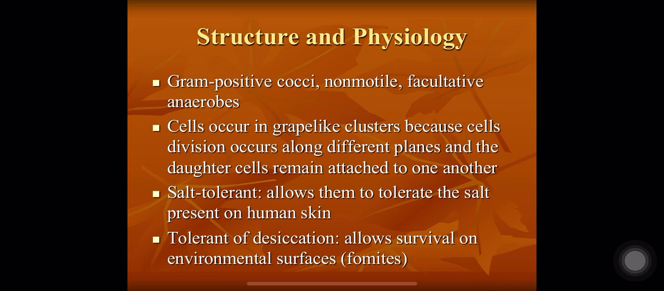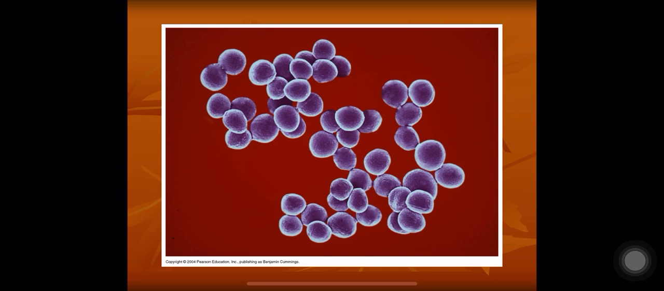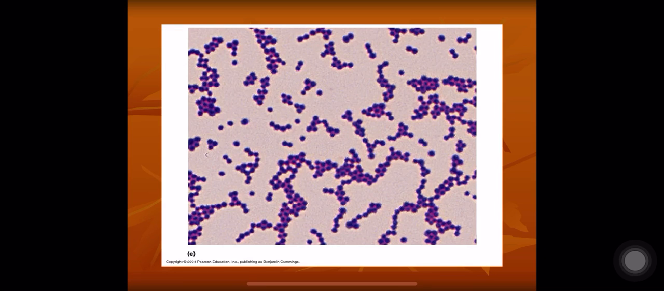They are gram-positive cocci, non-motile, facultative anaerobes. Cells occur in grape-like clusters because cell division takes place in three dimensions and daughter cells remain together. Staphylococci are salt-tolerant. They can tolerate higher concentrations of salt. They are even tolerant to desiccation, that is, drying of the environment. They can survive on fomites because of this. These are gram-positive cocci in clusters as seen in the microscope.